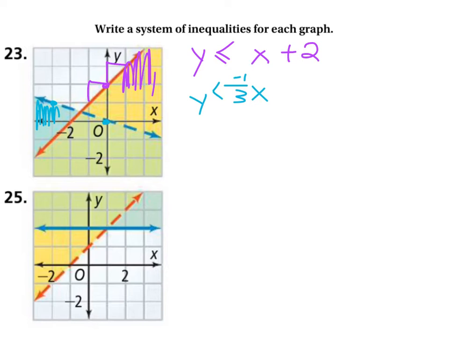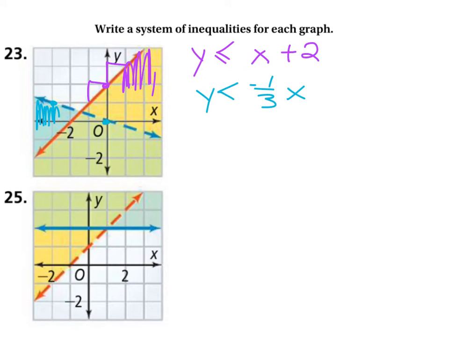I feel like I crowded that in a little bit, so I'm going to rewrite y is less than -1/3 x. Thanks for your patience. Y is less than -1/3 x. And again, it's going through the origin, so we don't have to write plus 0 for the intercept. Okay, that's for number 25.